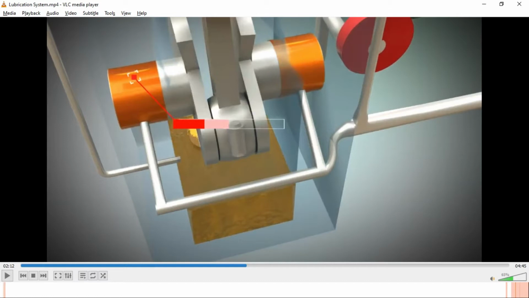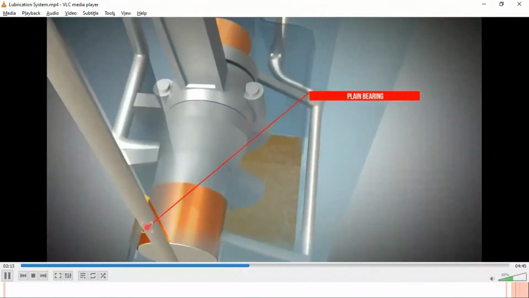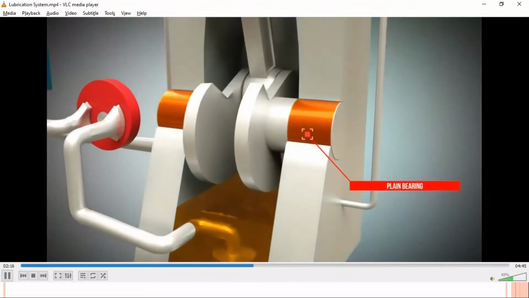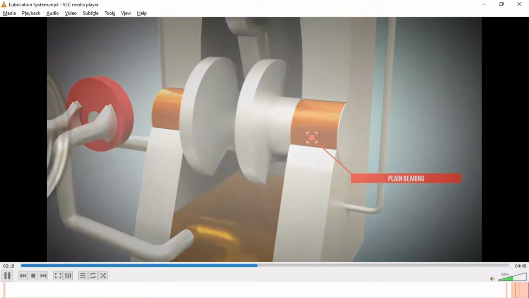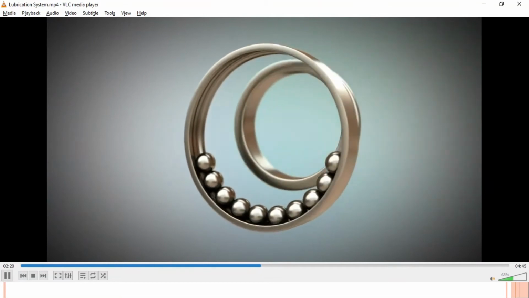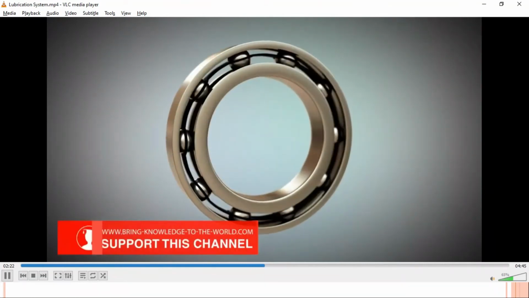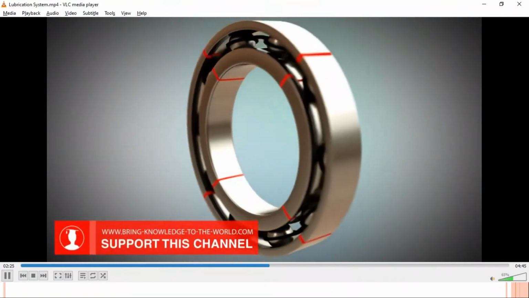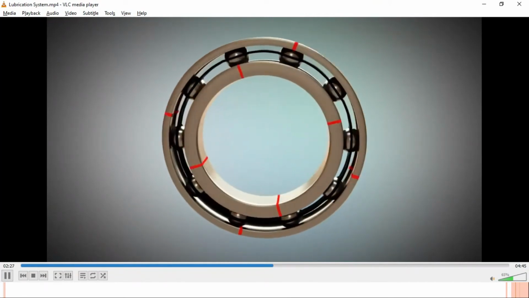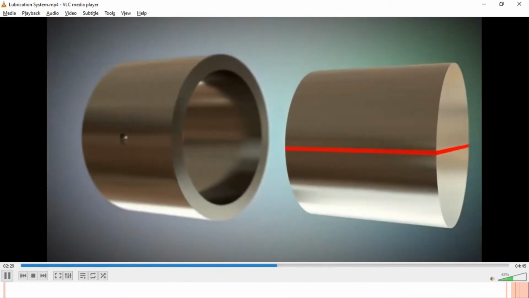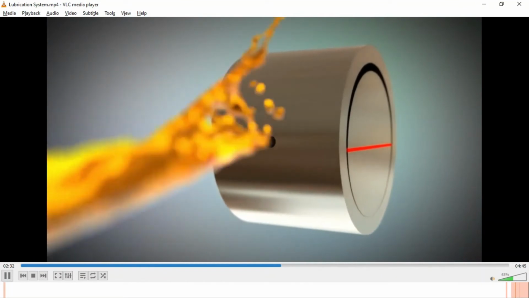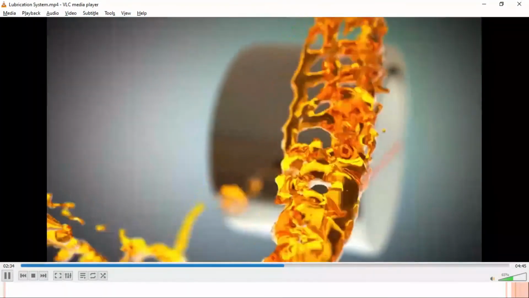Here in this animation, you can clearly see and understand how these journal bearings look and how they operate. Unlike roller bearings, which use roller elements to move the inner and outer ring against each other, plain bearings use oil to form a lubricating film. The lubricating film is created by the two contact surfaces that move.